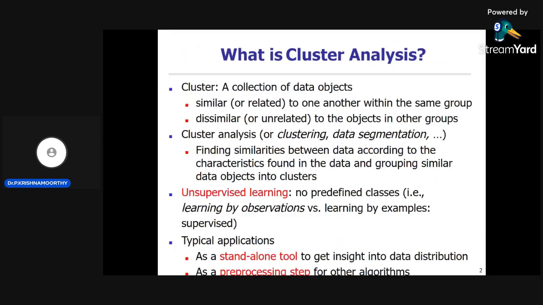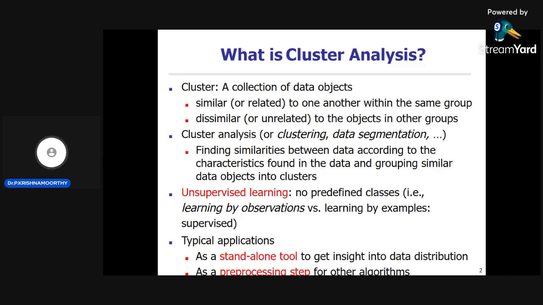In clustering, we have a collection of data objects, and we are going to categorize them as related and unrelated. Here we are finding the similarity between the data. According to their characteristics and properties, we group similar data objects into a cluster. This is unsupervised learning; we do not specify predefined classes.